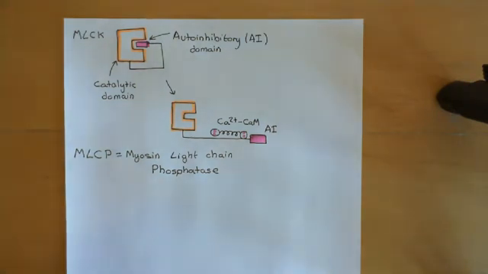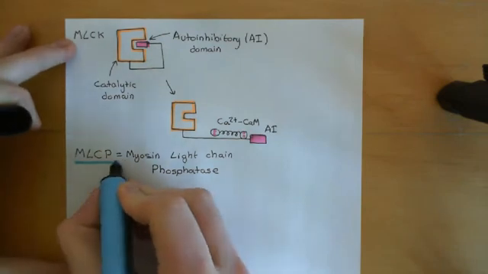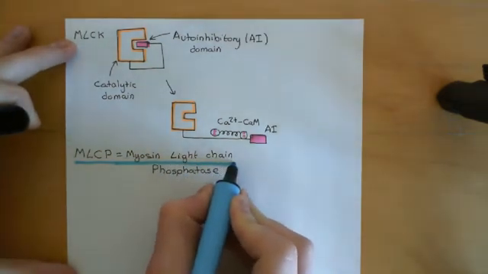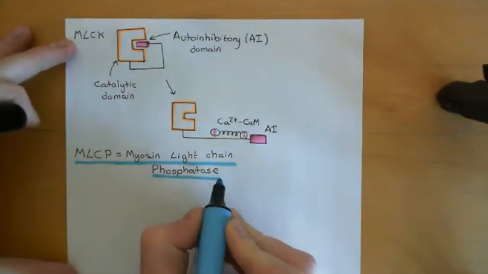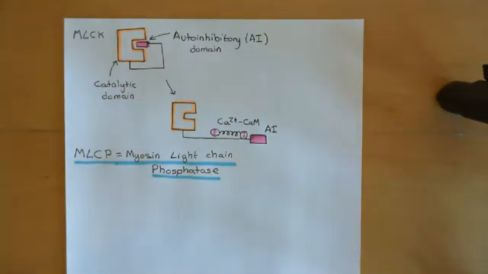Okay, so myosin light chain phosphatase is responsible for removing the phosphate groups from the regulatory myosin light chains in the relaxation period of the vascular smooth muscle cell. Okay, right. So that is how a rise in intracellular calcium then induces a vascular smooth muscle cell to contract, and it's very, very important that we understand that.